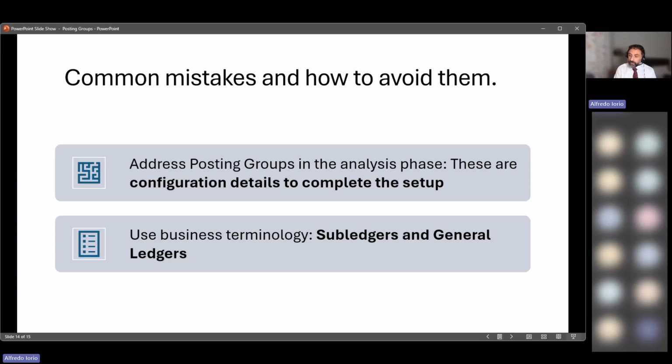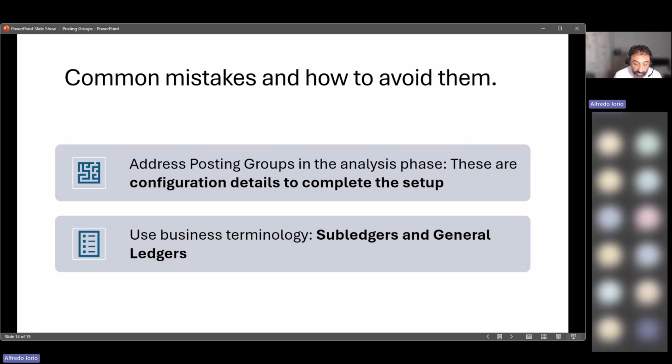When you talk about finance, you need to look at the posting groups. If you talk about sales or purchase first, try to include some accounts payable, accounts receivable, address it early. And then use business terminology. This is always a good idea, particularly in the first phases of a project, right? Business terminology before Business Central terminology.